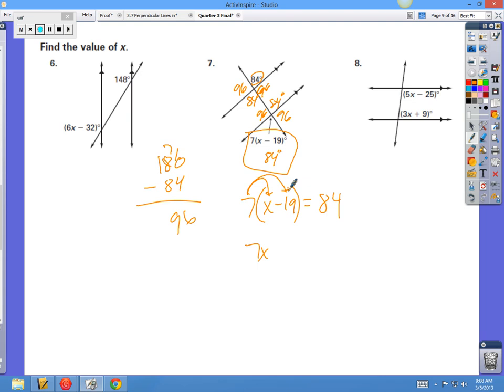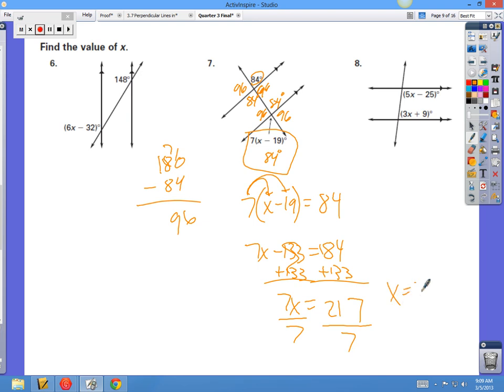do that on my calculator, 7 times negative 19, negative 133, equals 84, so now plus 133, plus 133, you're going to have 7x equals 217. Divide by 7, divide by 7, 217 divided by 7. X should end up at 31.